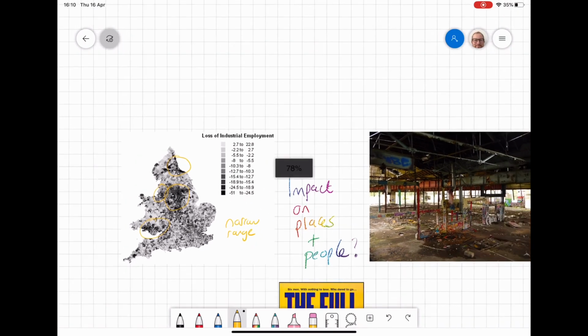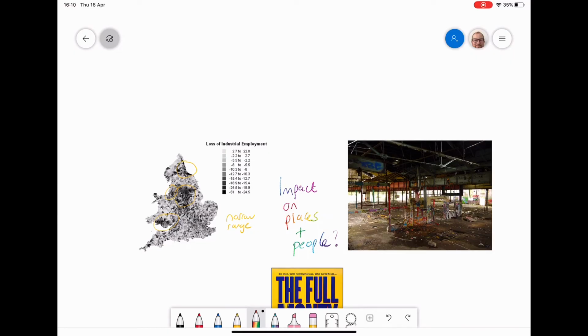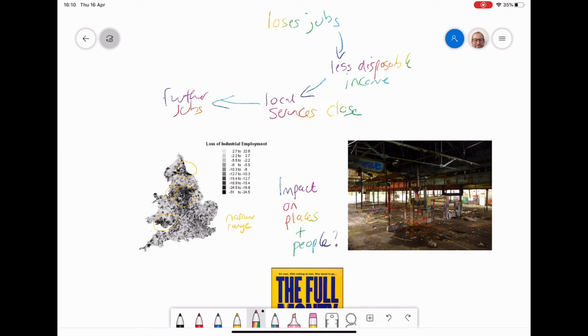Also, we have this thing that I've kind of mentioned already called the de-multiplier effect. So this is where we get an area that loses jobs. Because of the loss of jobs, people have less disposable income. If they have less disposable income, that means things like the local services have to close down, which means that you get further job losses, which then leads to other social impacts. So you get crime rates rising. But also, because you've got lots of jobs lost in this area, house prices go down.